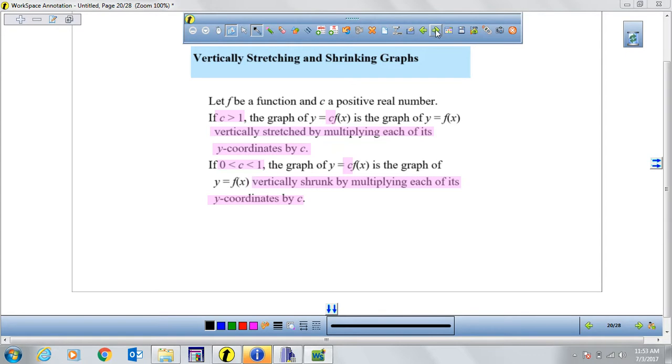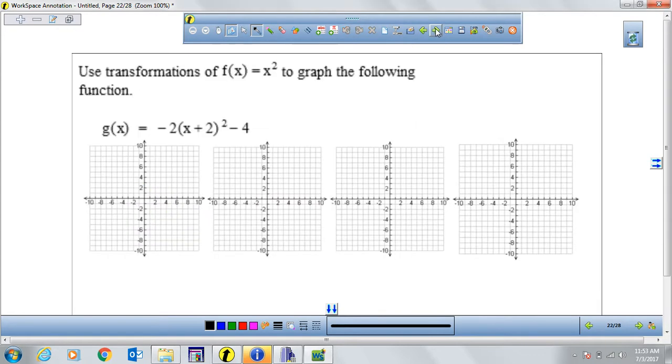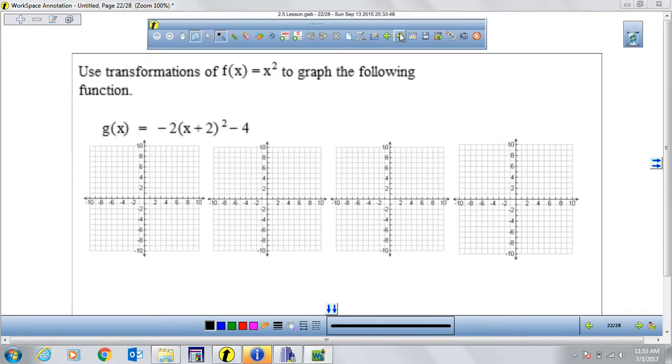Let's go ahead and take a look at the first function here. So we're going to discuss this one. Use transformations of f of x equals x to the second power to graph the following function: g of x equals negative 2 parentheses x plus 2 squared minus 4.